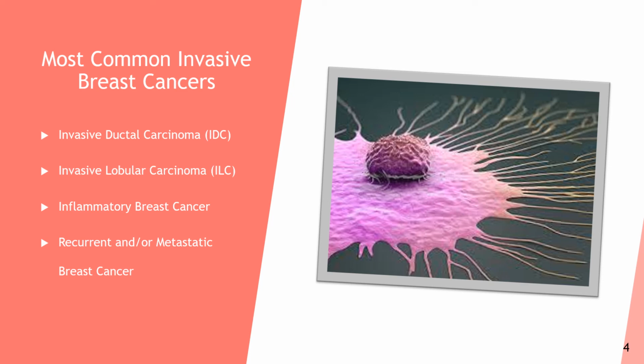Inflammatory breast cancer is a fast-growing form of breast cancer that usually starts with the reddening and swelling of the breast instead of a distinct lump. Recurrent and/or metastatic breast cancer is a breast cancer that has returned after previous treatment or has spread beyond the breast to other parts of the body.